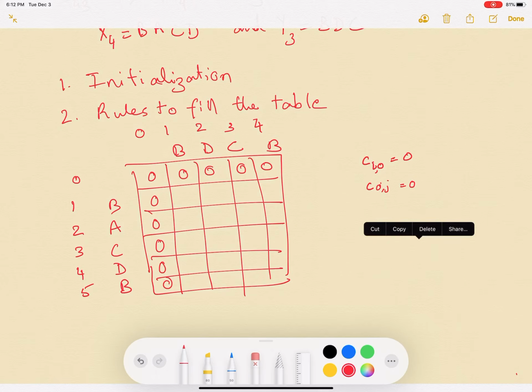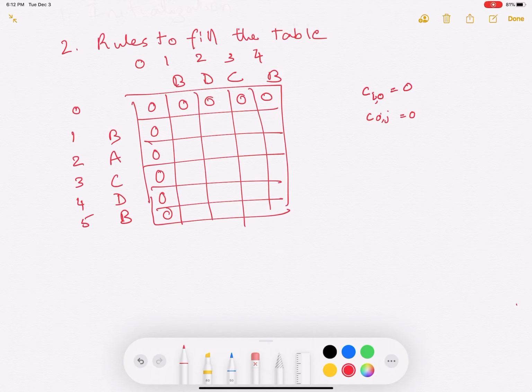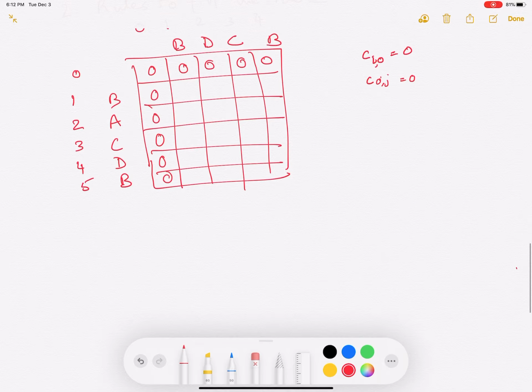Now we have to fill this. So this is the basic. You start off by filling what you know. Now how do we fill the rest of the table? Now this is the interesting case. To understand that, once you've initialized, we have to consider two cases. The first case is the last characters match.